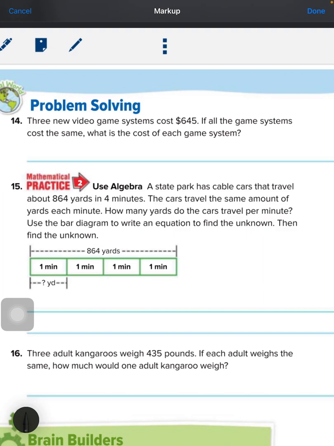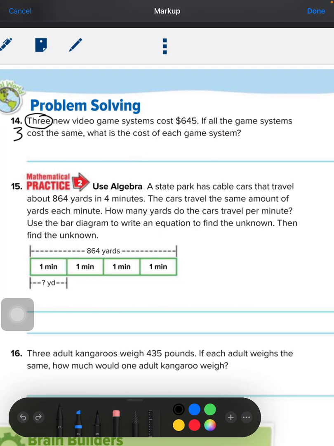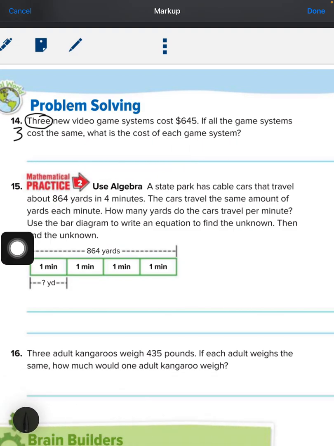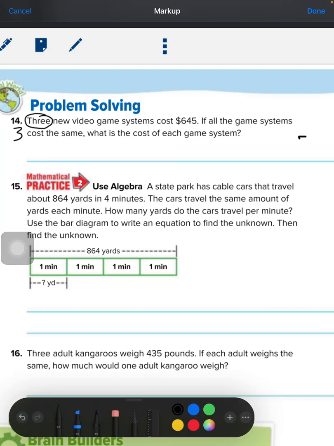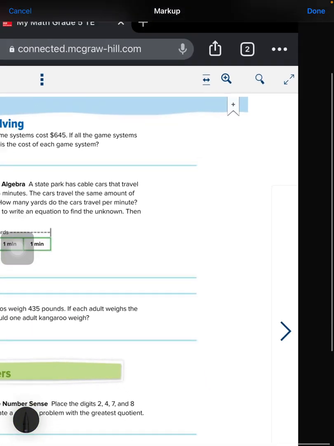Okay, we're talking about video game systems. Now, remember, this whole lesson has been about division, so more than likely they're going to want us to divide right here. 3 new video game systems cost $645. If the game systems cost the same, what's the cost of each game system? So you're going to go up here, because I have some room.